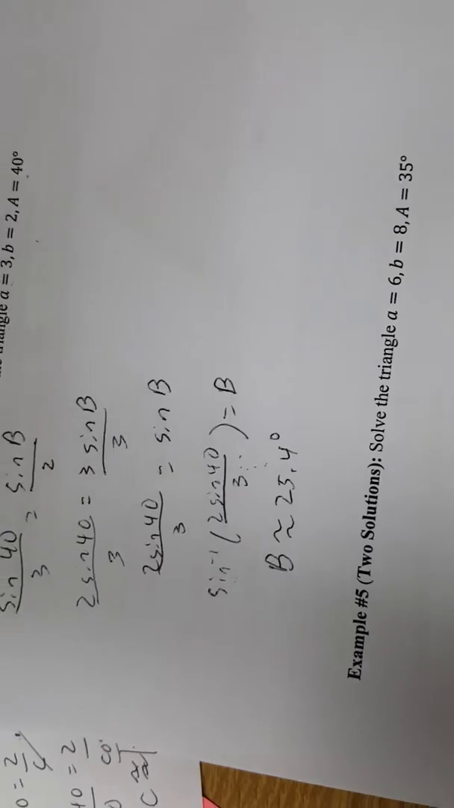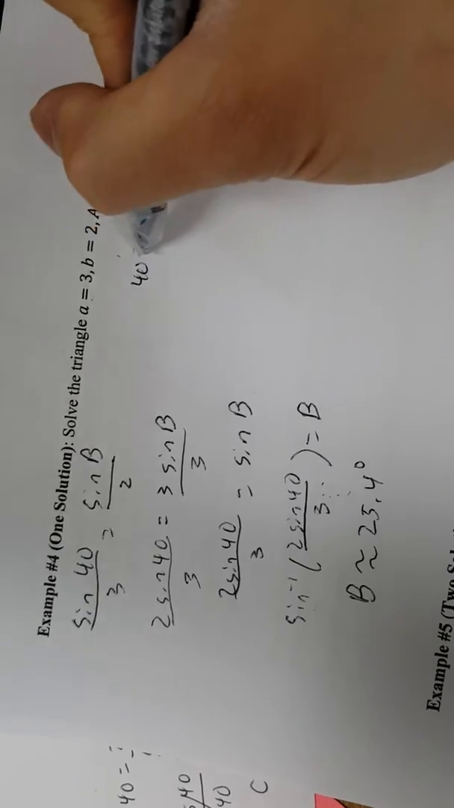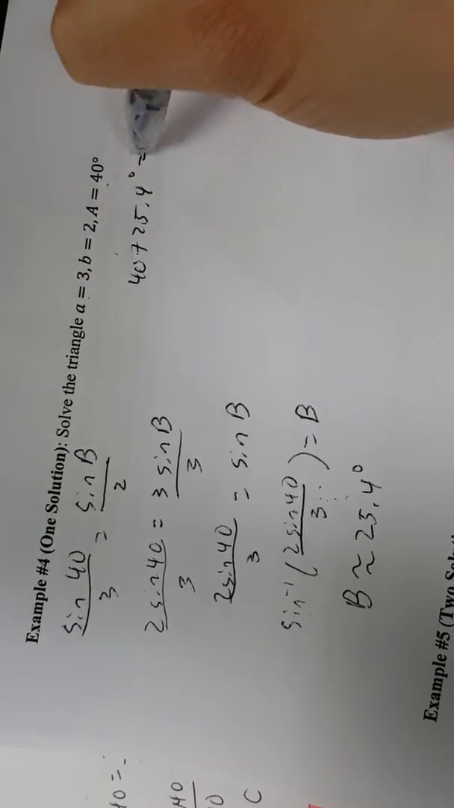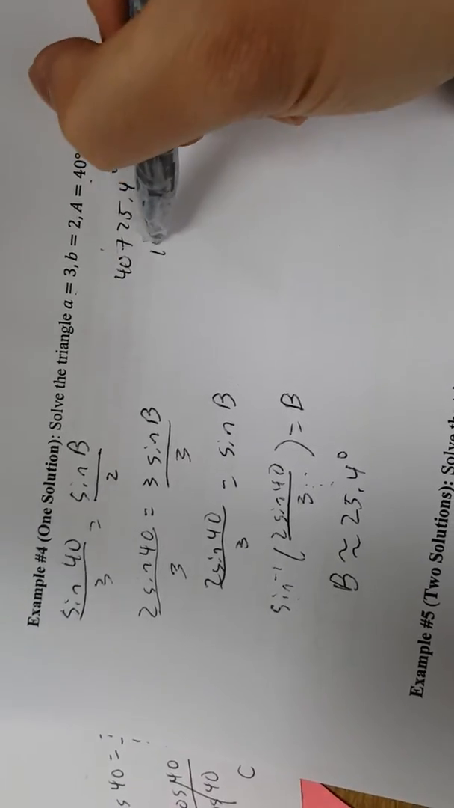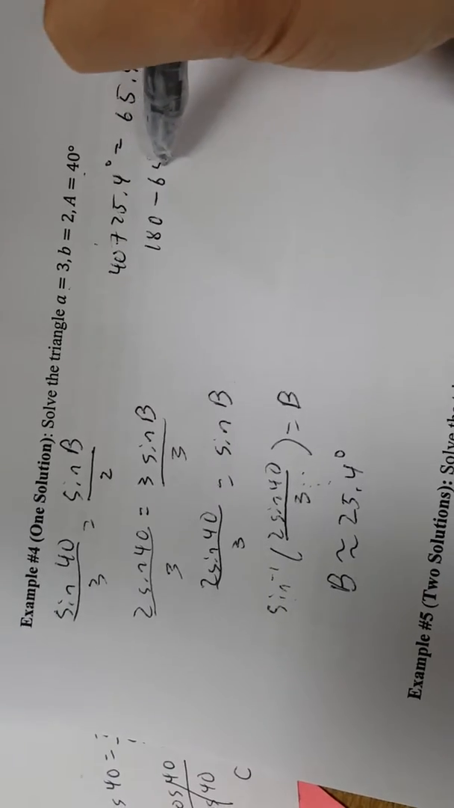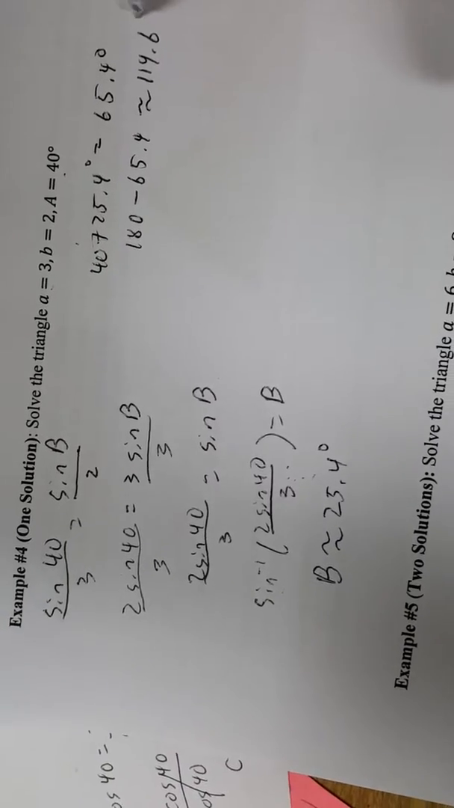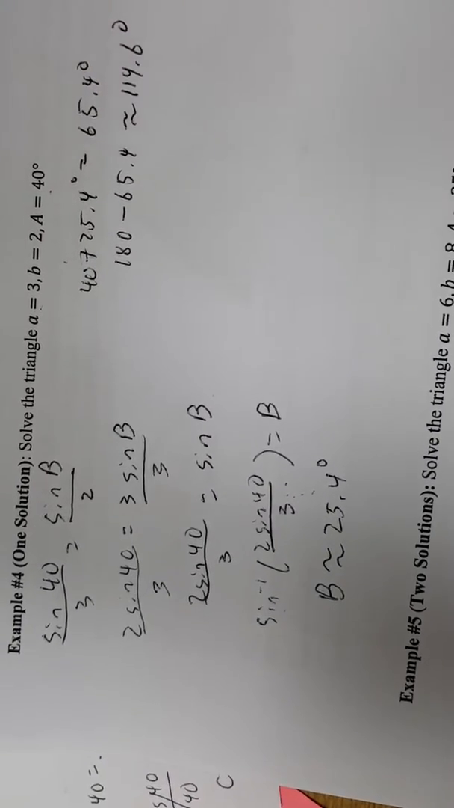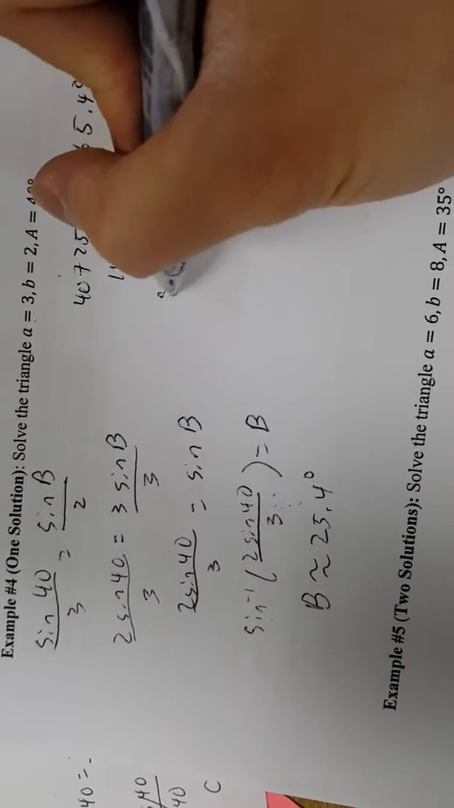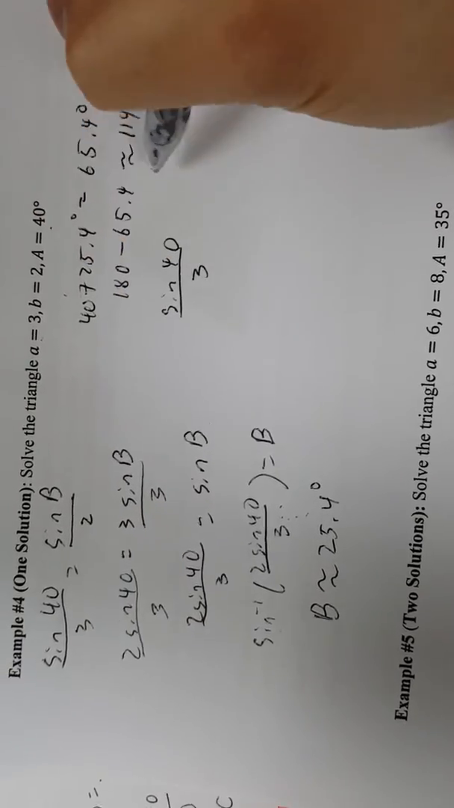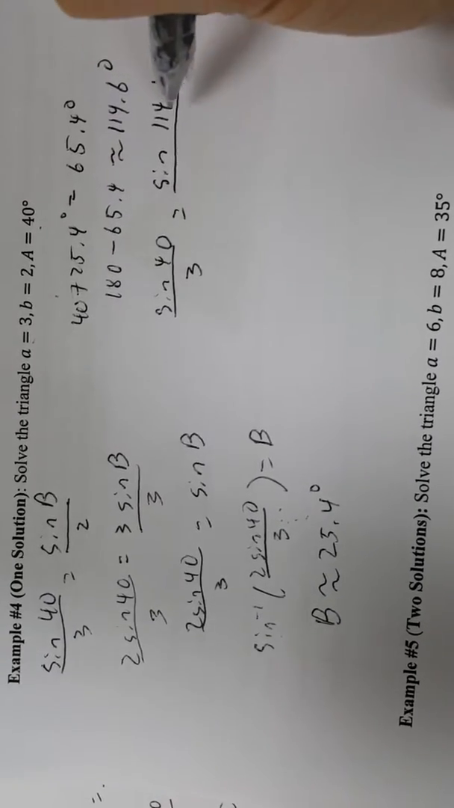Now that you have angle A and you have angle B, you could easily find angle C, because 40 plus 25.4 is 65.4 degrees. And we subtract that from 180. And we get it's approximately 114.6 degrees. And now what we're going to do is use the law of sines again to solve this. So I'm going to use sine of 40 over 3 is equal to the sine of 114.6 over c.